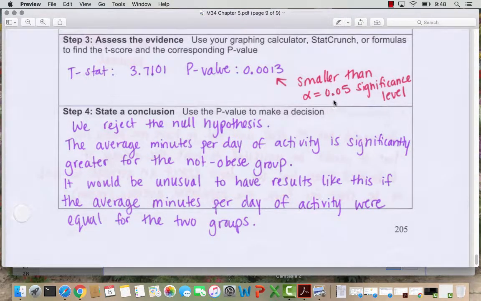So our p-value is less than the significance level, so our conclusion is that we reject the null hypothesis. The average minutes per day of activity is significantly greater for the not obese group. It would be unusual to have results like this if the average minutes per day of activity were equal.